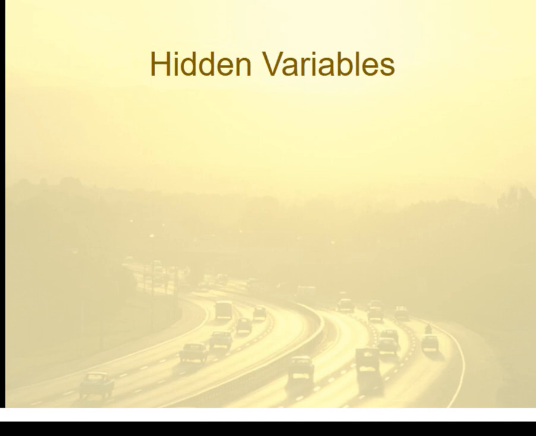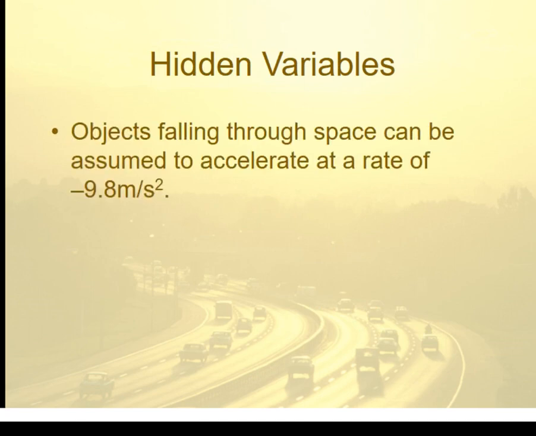So hidden variables are things that are implied in the problem that might not be stated. If an object is falling through space, we can assume it's on Earth and it's falling at negative 9.8 meters per second squared. Why the negative sign?